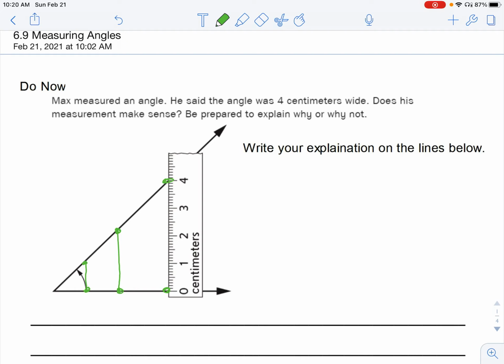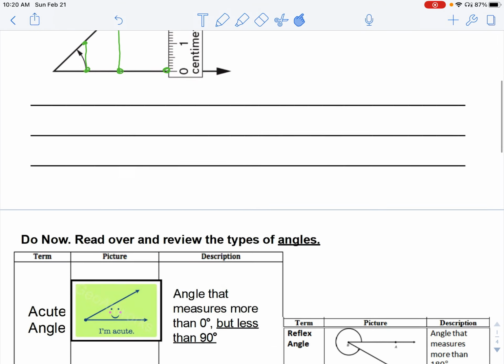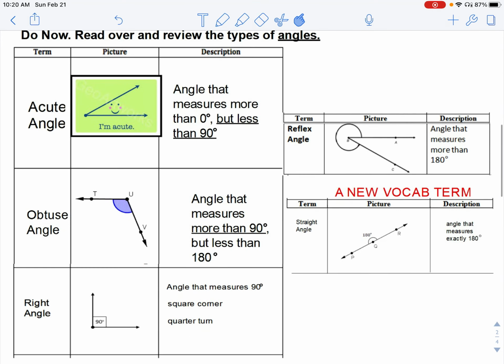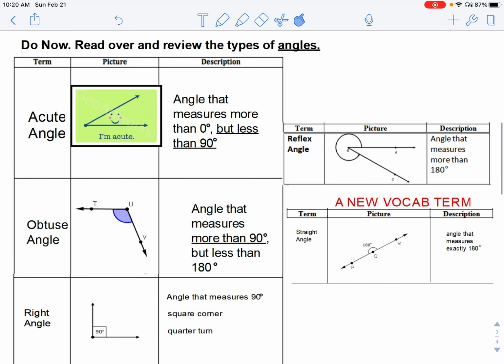Do you know what is a good unit for measuring angles? Degrees. Degrees are our old friends. You've heard about them before because we've talked about them in terms of many different types of angles. So let's review some of our angle vocabulary.